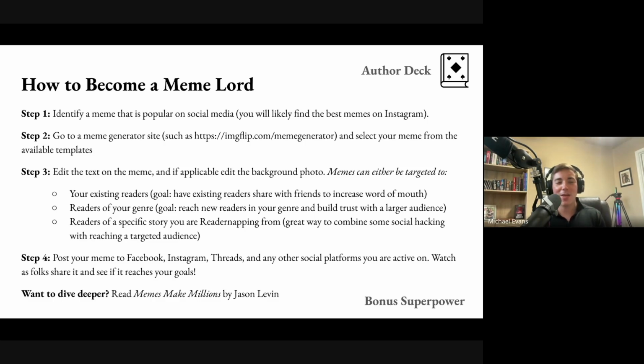Now, if you want to dive deeper on this, there's a really wild book called Memes Make Millions by Jason Levin, all about meme marketing. So if you want to dive more into it, you could do that if you want to make this your core superpower, because it's very possible just through memes alone. And you're right, it's not available on Amazon, Terry. It's only available direct from the author on their website. It's $19, I think, for the ebook and the audiobook. So if you just Google Memes Make Millions by Jason Levin, you'll find it. But the only place I found it is on their website. Maybe it's on other ebook retailers, but it's not on Amazon.